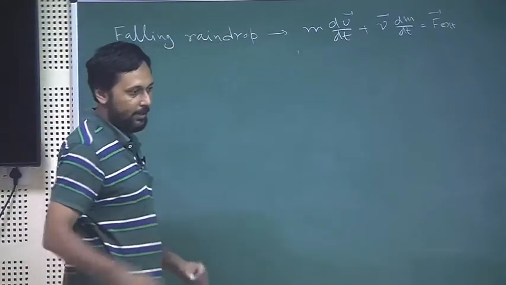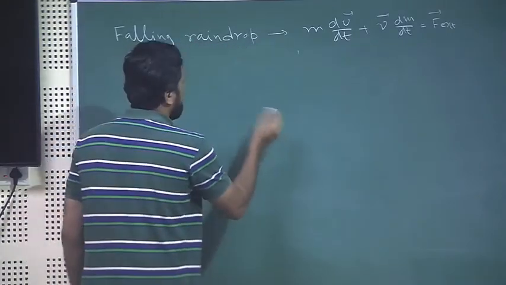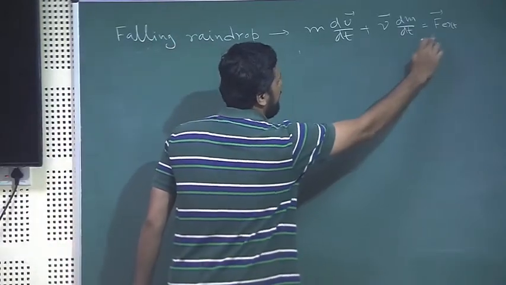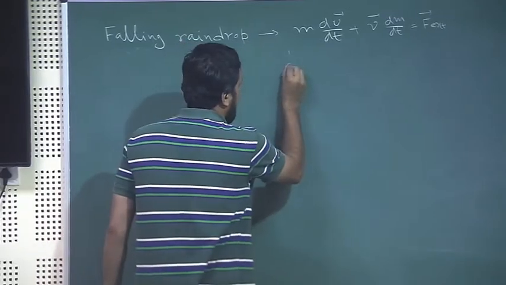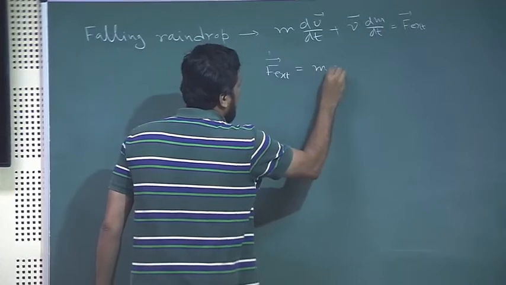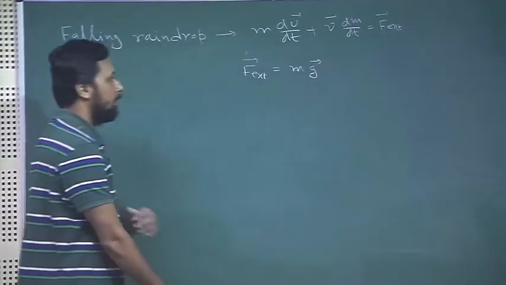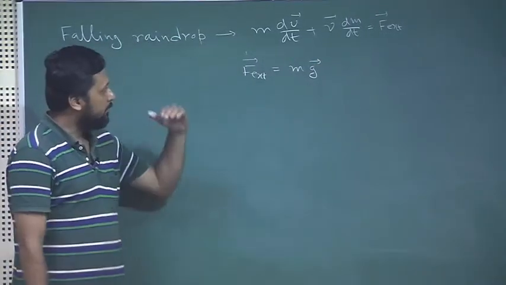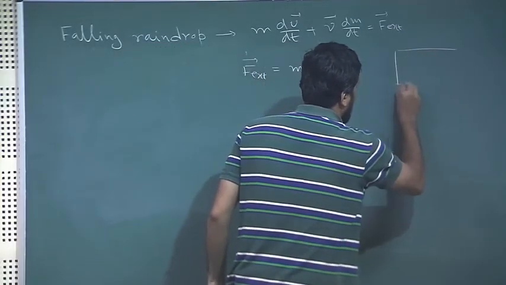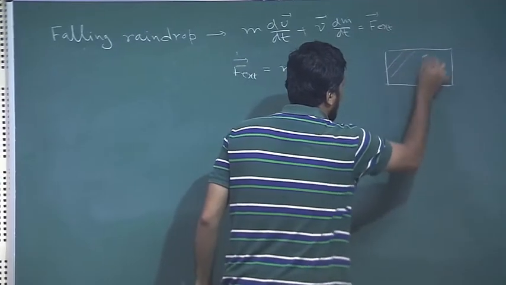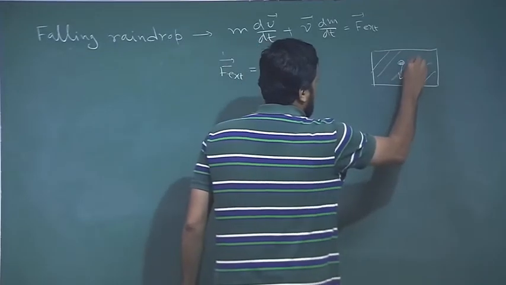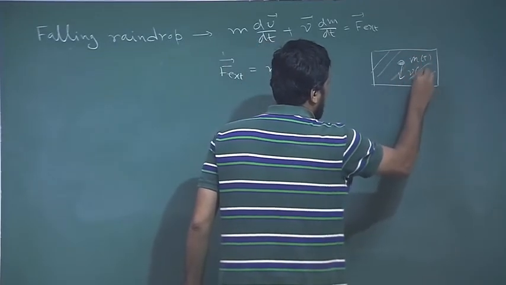In order to do that, let us first construct the equation of motion. We know that for the raindrop, m dv/dt plus v dm/dt is equal to f external, and here the f external is mg. Assuming that we are measuring, once again, we have to understand this. We have this stationary cloud, the raindrop is falling with a mass m(t) and a velocity v(t).